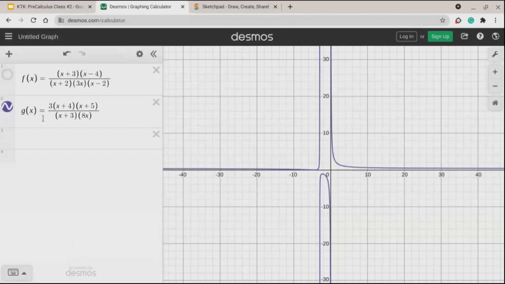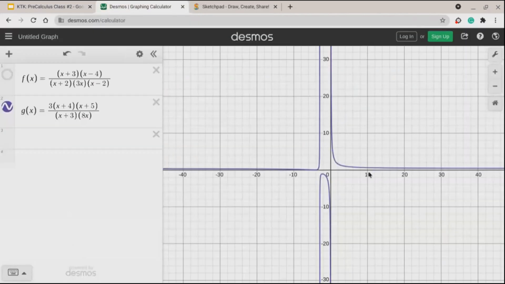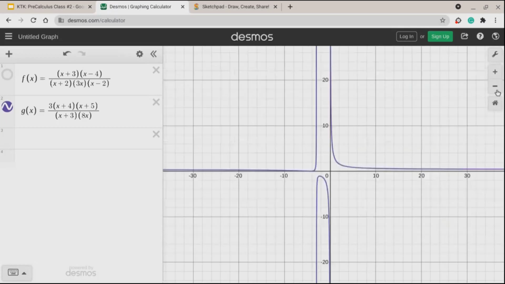And so a by b, which is your coefficients. So the numerator's coefficient is 3. The denominator's coefficient would be 8. So 3 by 8 would be our horizontal asymptote. We can see there that's sort of where it goes. Let's zoom in a little bit more. 3 by 8 horizontal asymptote.